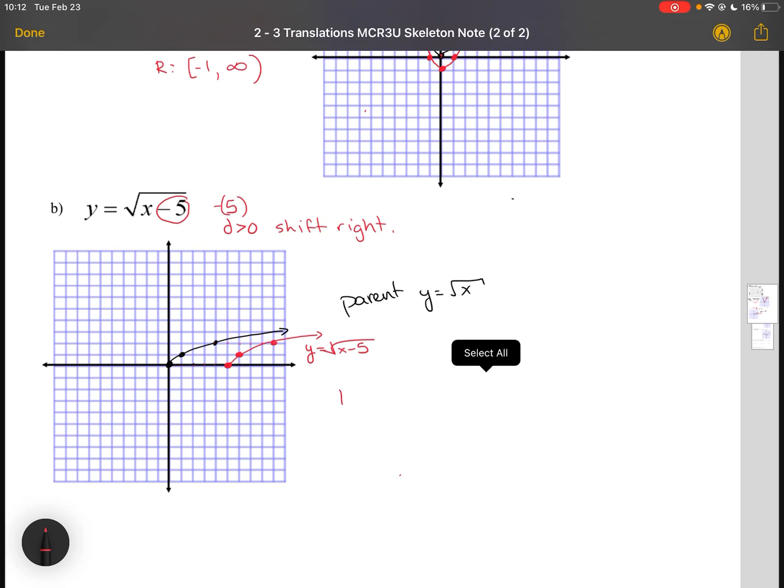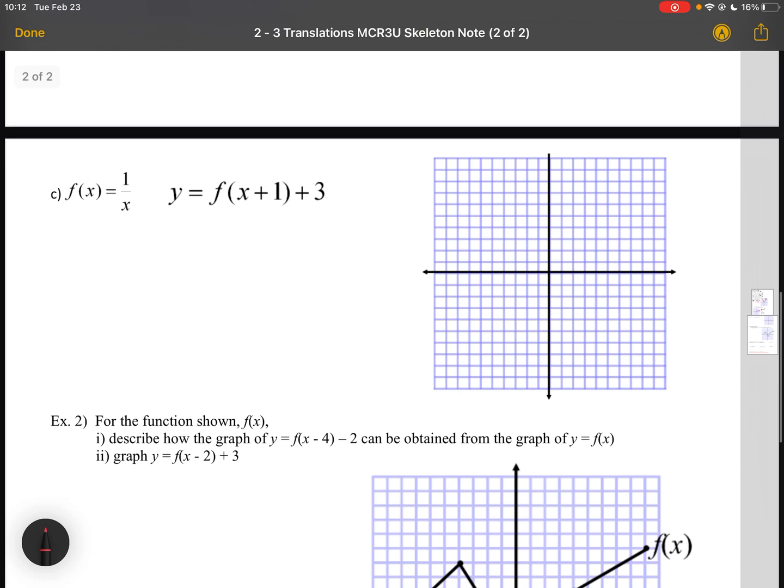Now I'm going to state my domain and range. So my domain has changed because I've shifted my starting point for the square root function. So now I start at positive 5 and go all the way to infinity. And my range is still the same, all the way from 0 to positive infinity. Let's do another example.